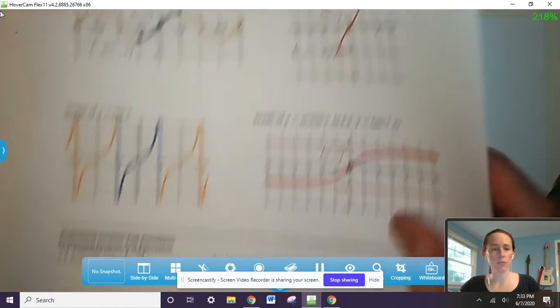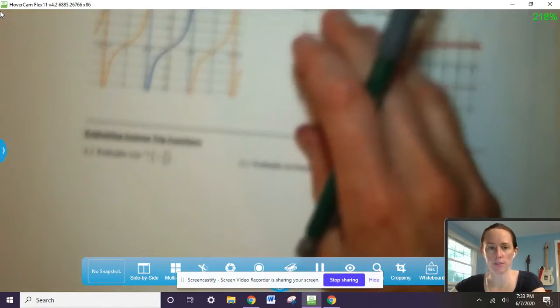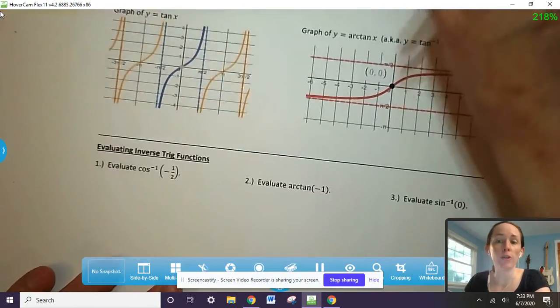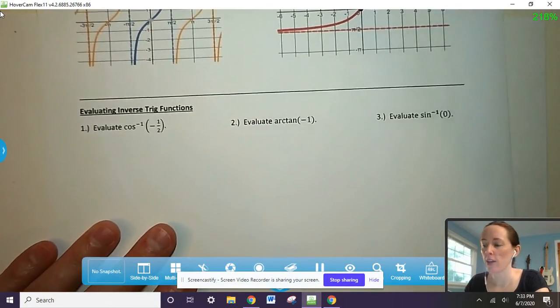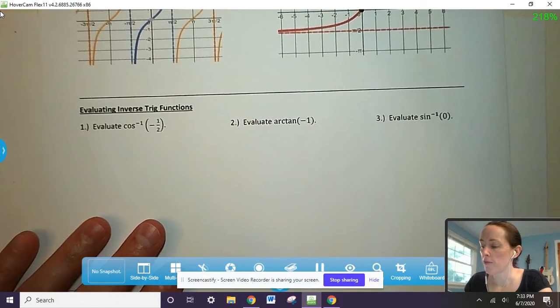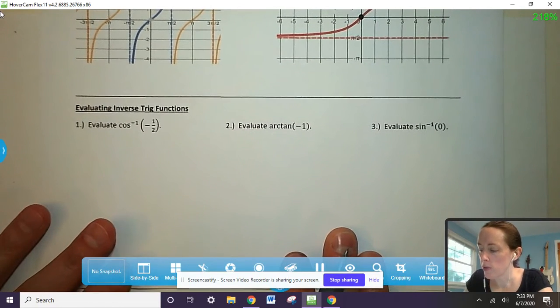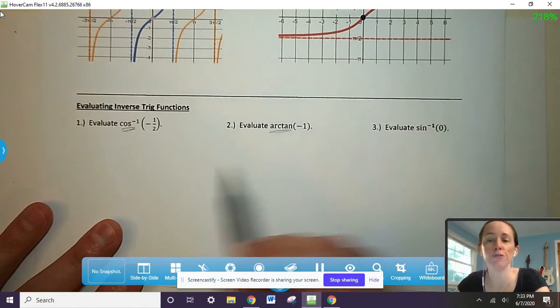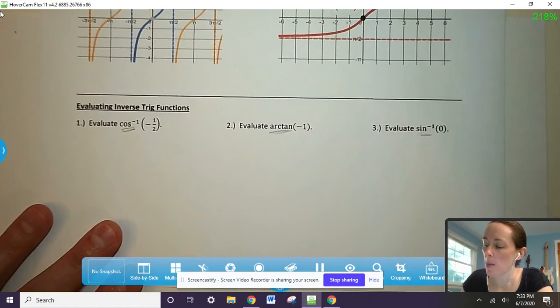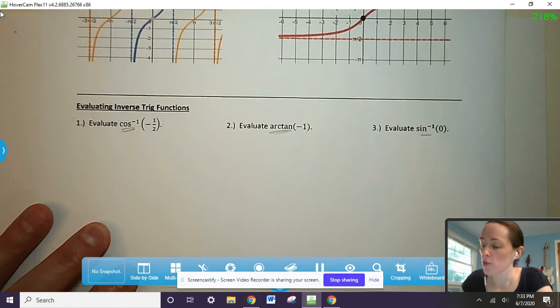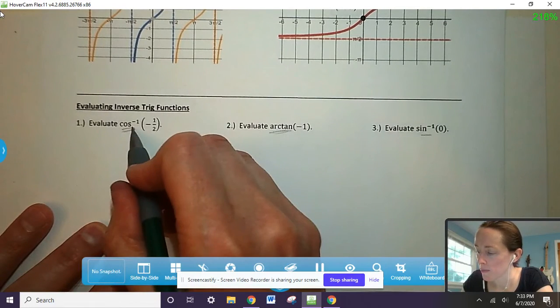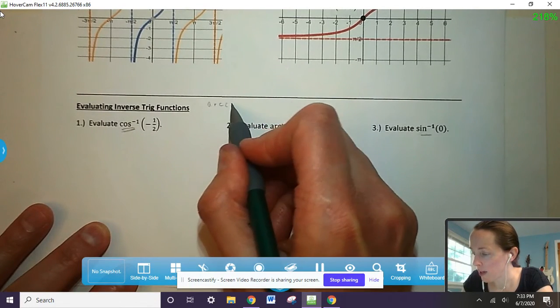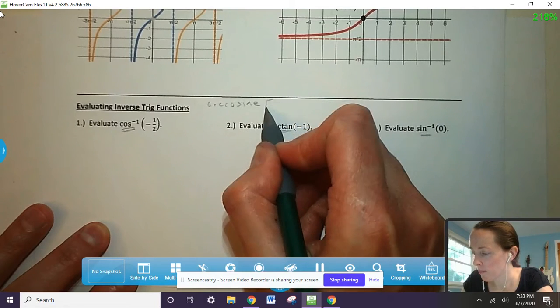We are going to review inverse trig functions, so evaluating inverse trig functions. When it comes to evaluating, the first thing to remember is when you have cos inverse or arccos, arctan or tan inverse, or sine inverse or arcsine, you have angle restrictions. So for arc cosine, the angle restrictions are 0 to pi.